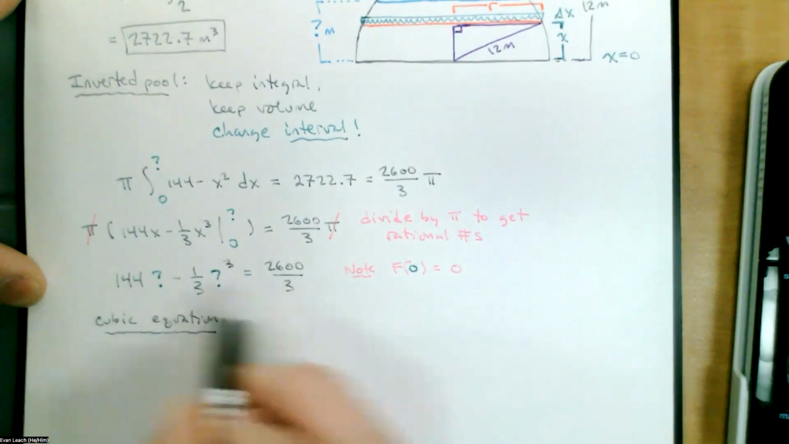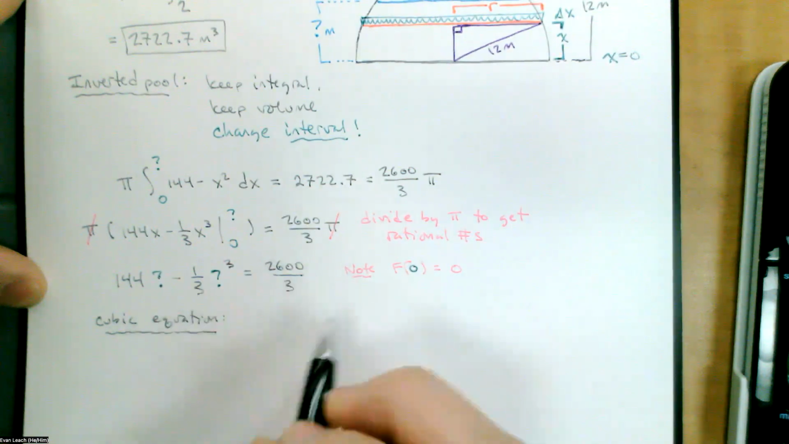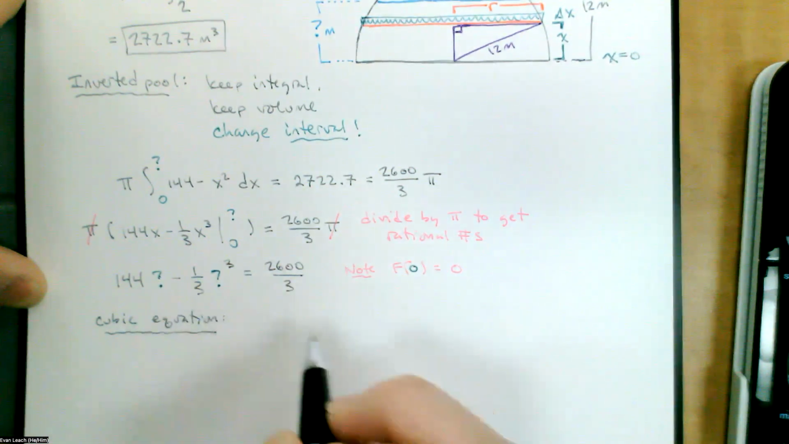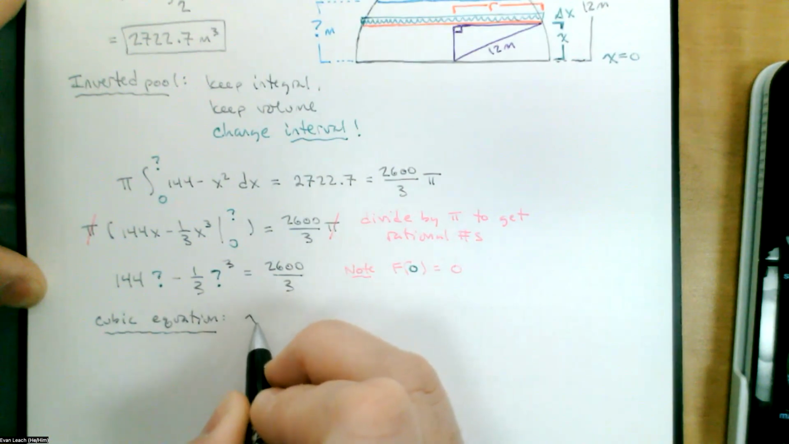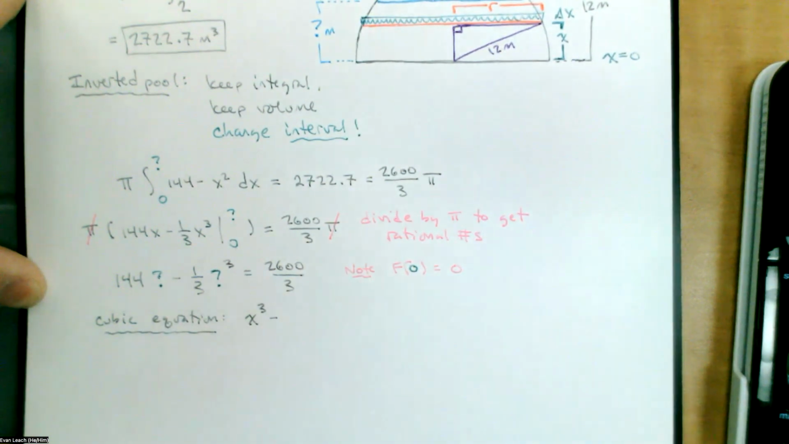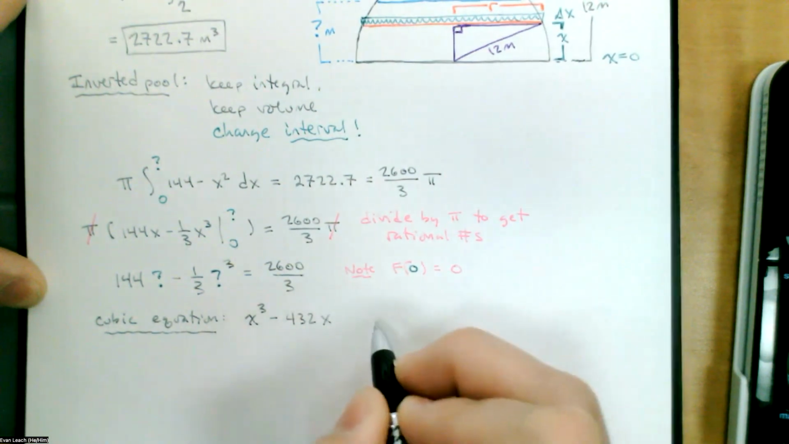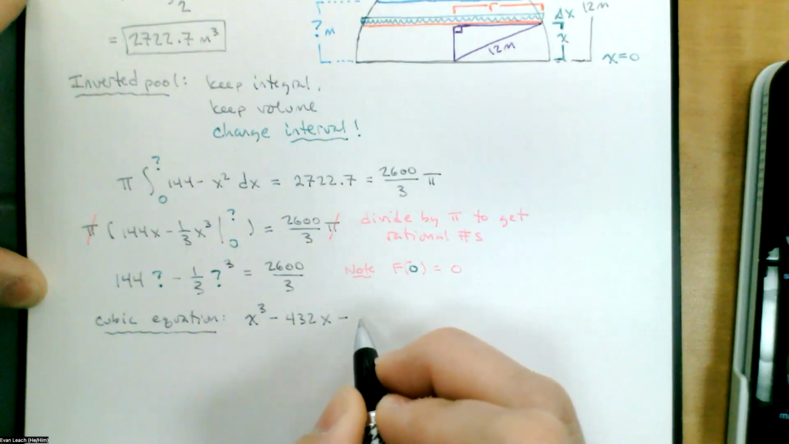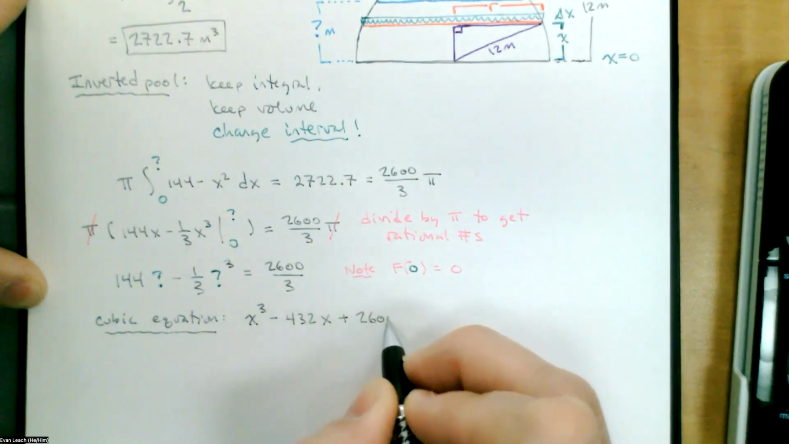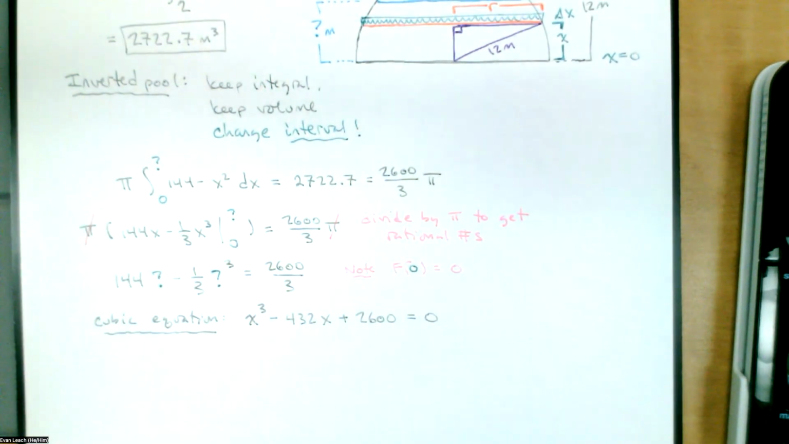If we multiply by 3, I'm actually going to put everything on one side, and I'm also going to switch to an actual variable. I'm just going to use x. So we have x cubed minus 144 times 3, which is 432, x plus 2600 equals 0. So I multiplied by 3 and then put everything on one side.